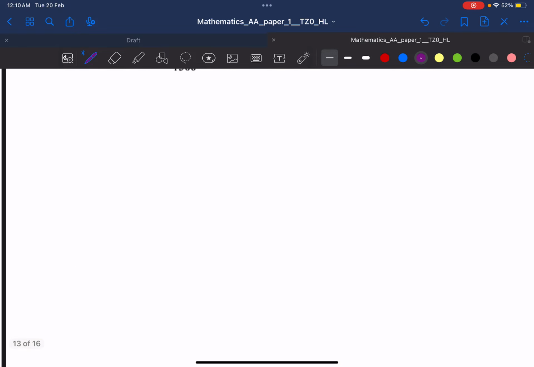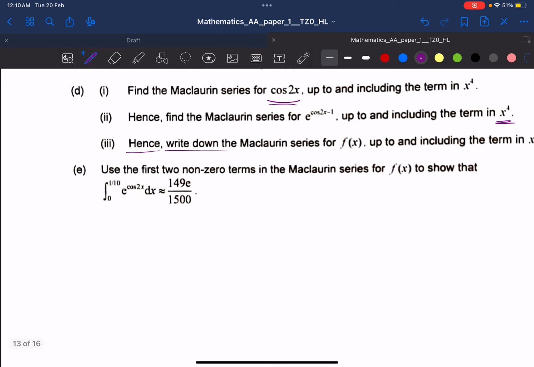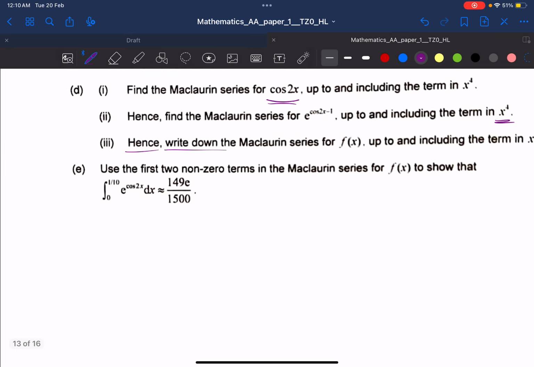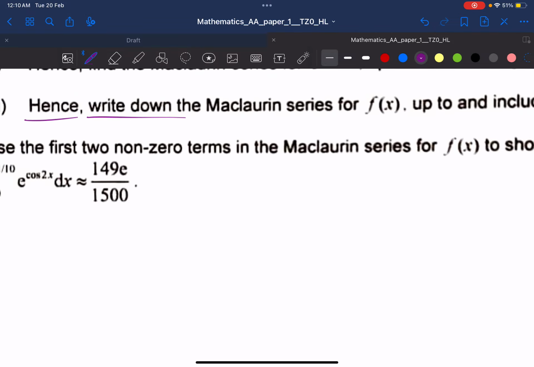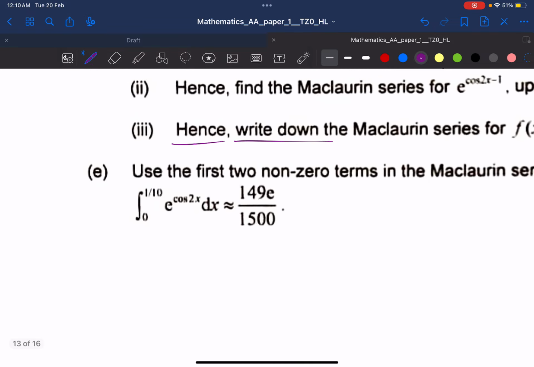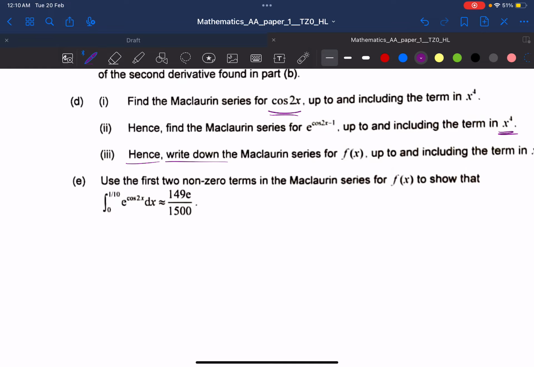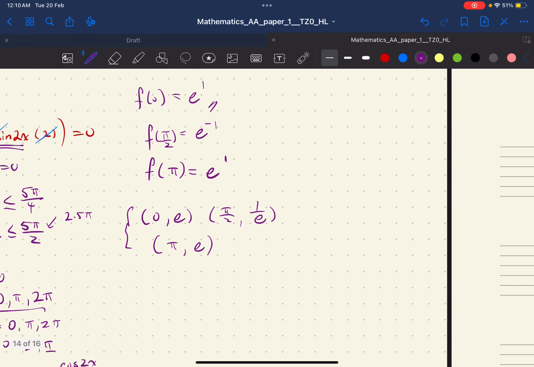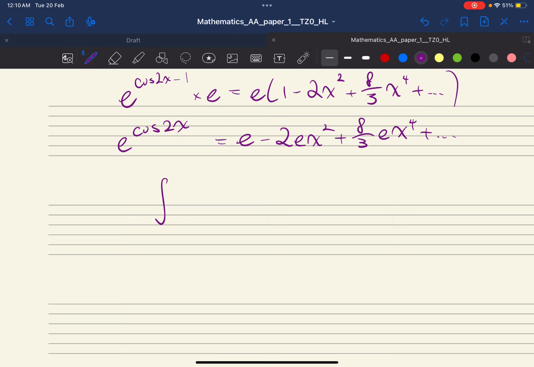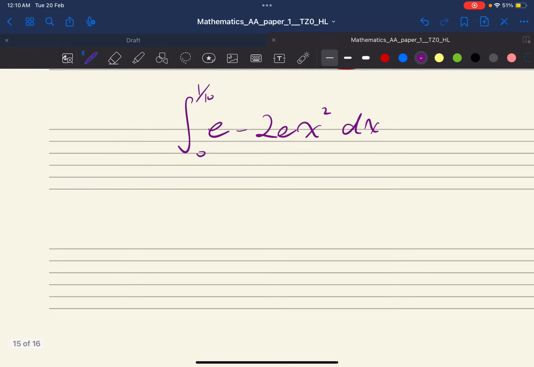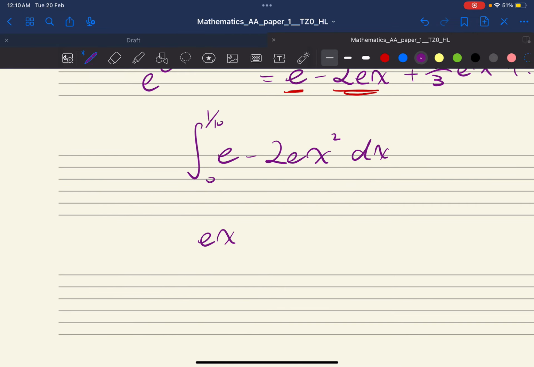And then finally, use the first two non-zero terms of the Maclaurin series to show that this particular approximation is correct. So 0 to 1 over 10. So first two, right? Oh, okay. So we just integrate the first two terms. So integrate these two guys here. So e minus 2ex squared like this, from 0 to 1/10, right? So let's try to integrate this. So this is just a normal power rule. So 2ex power 3 over 3. And then 1 over 10.